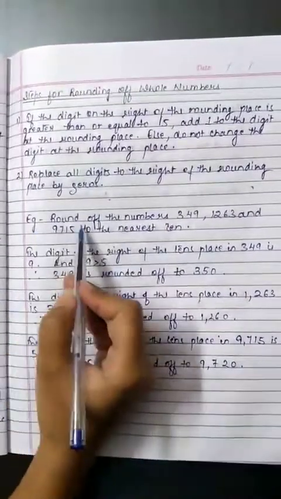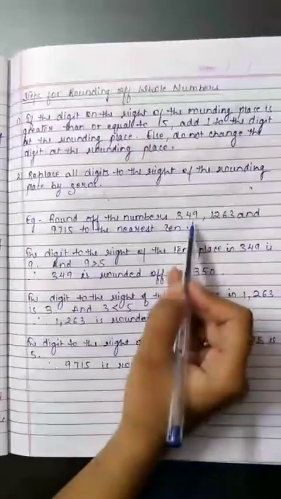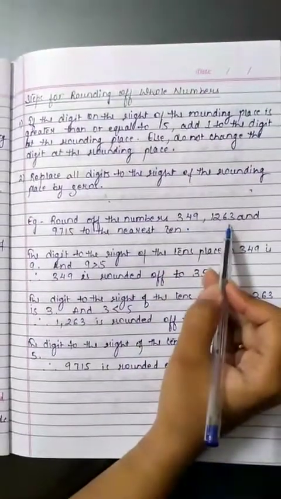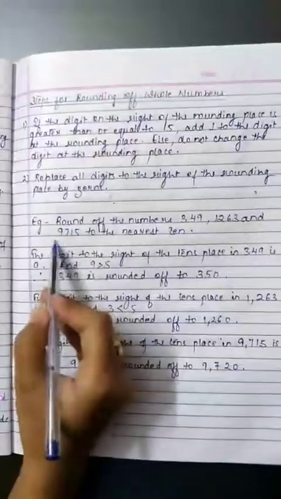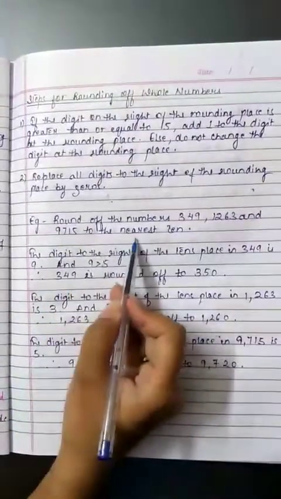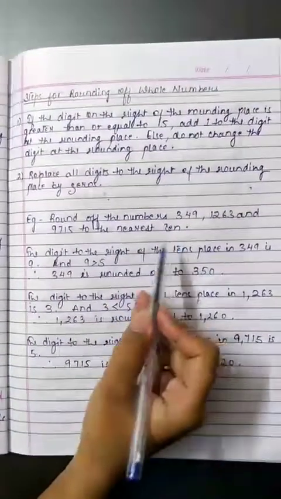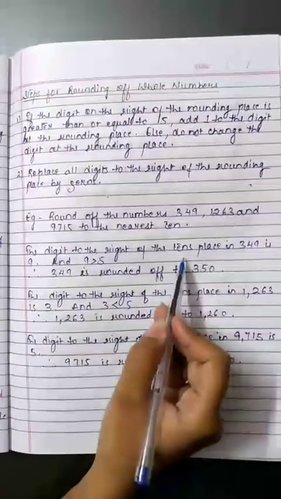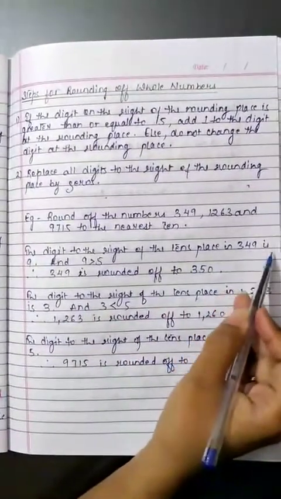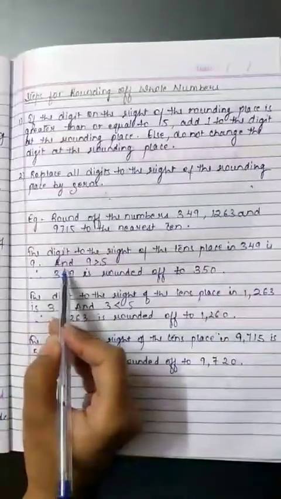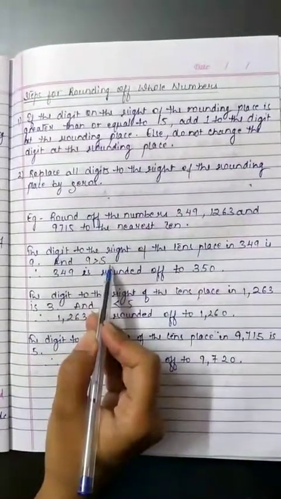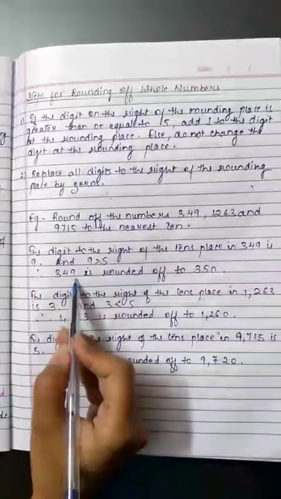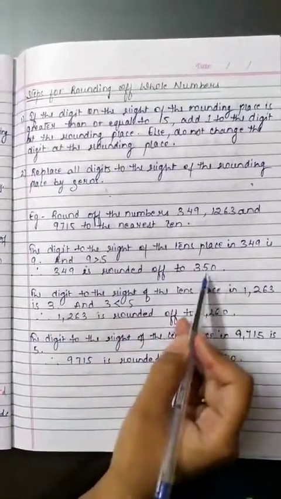For example, round off the numbers 349, 1263 and 9715 to the nearest 10. Taking the first number, the digit to the right of the tens place in 349 is 9 and 9 is greater than 5. Therefore, 349 is rounded off to 350.